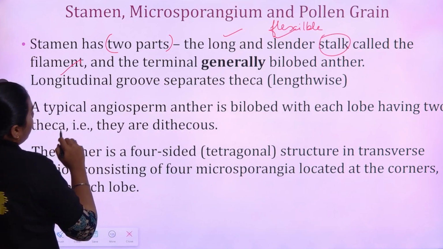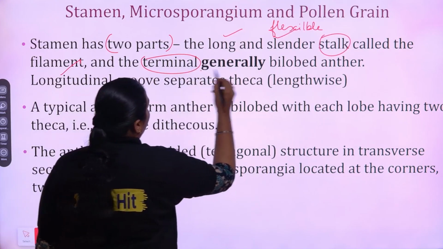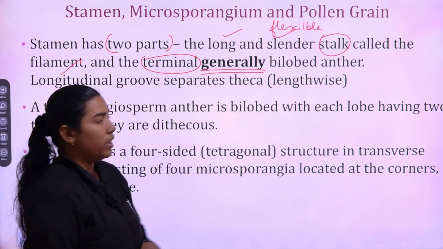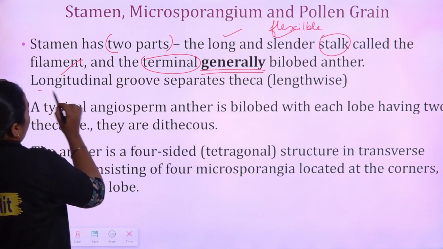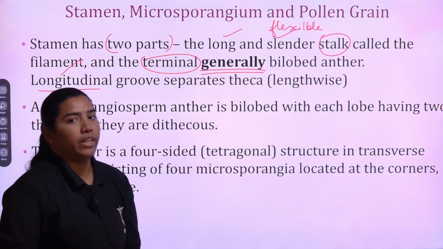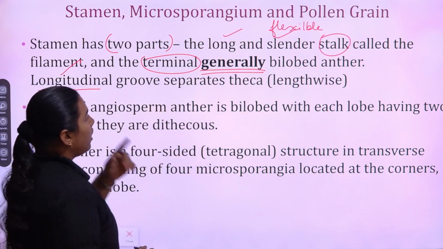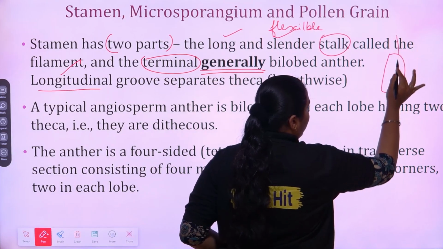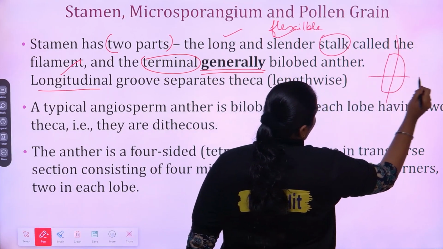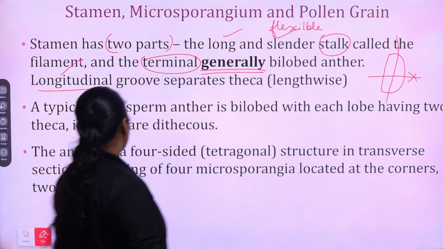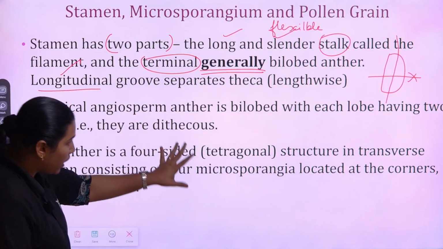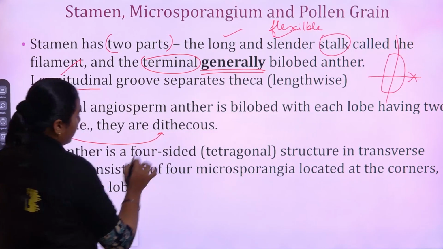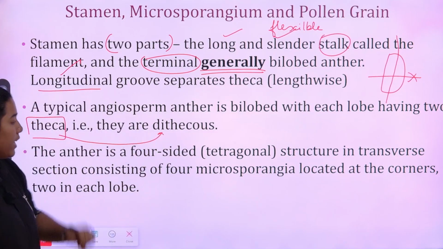Okay, it is long, slender, stalk is like an axis. It is called filament, and the terminal one, it is generally bilobed, but sometimes it may also be single lobed. Generally bilobed. And longitudinal groove, we told you, the line of dehiscence. It separates theca lengthwise. What do you mean by lengthwise? So if it is an anther, it divides like this. It doesn't divide like that. So this is lengthwise. And a typical angiosperm anther is bilobed, with each lobe having two theca. Didn't we discuss this? Dithecous. The anther is four-sided.